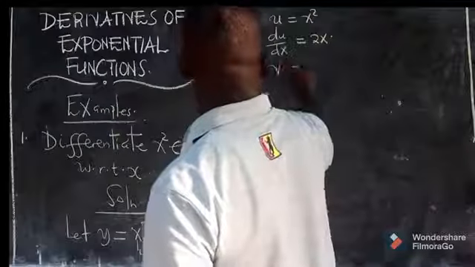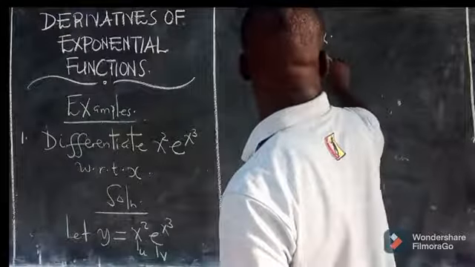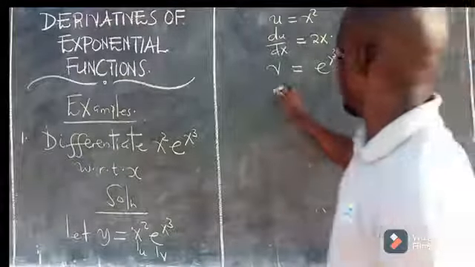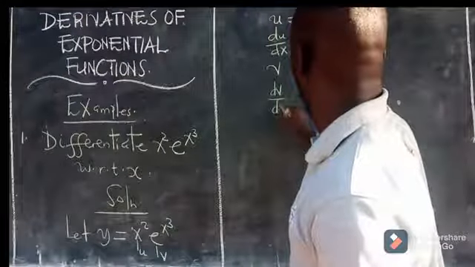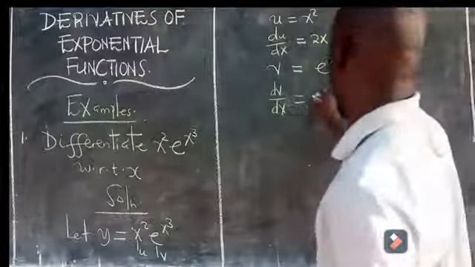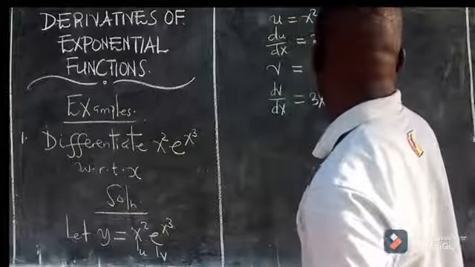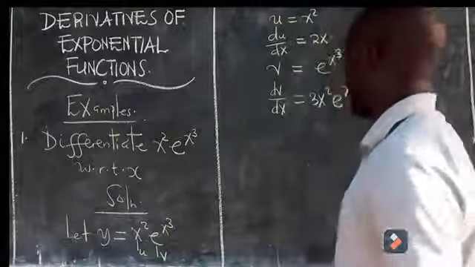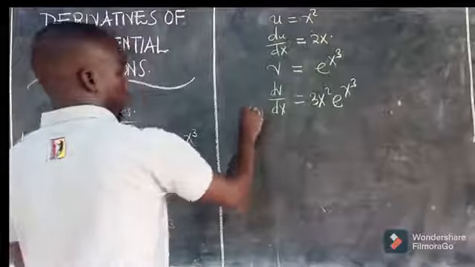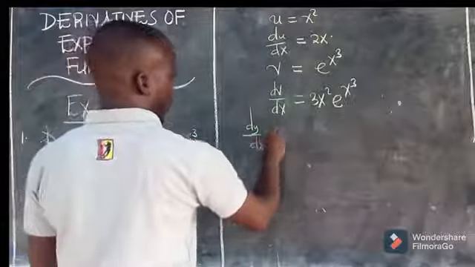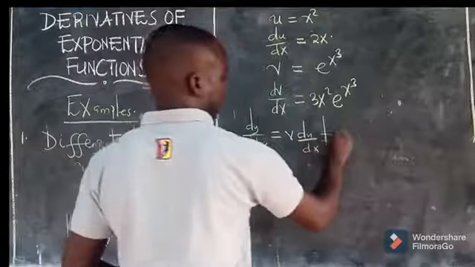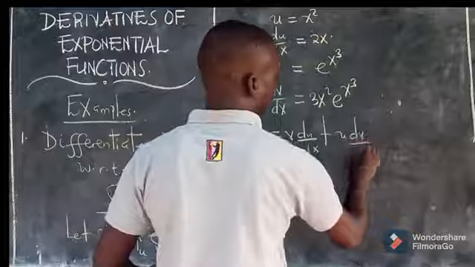Then v is given as exponential of x cubed. This is where we need to be a little bit careful. It means dv dx is going to be, I differentiate x cubed, that will give me 3x squared. Then I multiply by the same function. So that is our dv dx. Then by the product rule, dy dx will automatically be v du dx plus u dv dx.